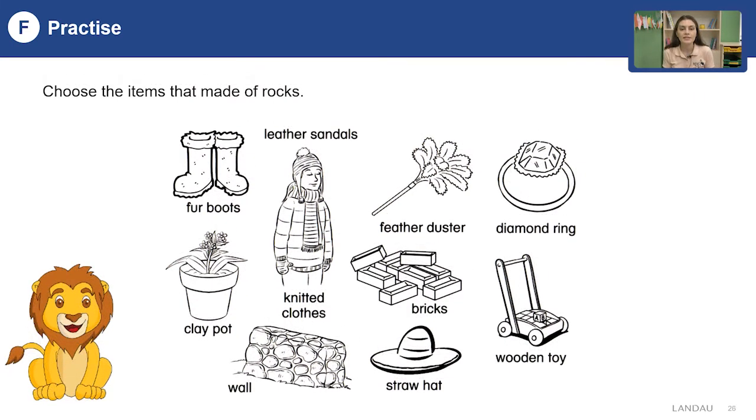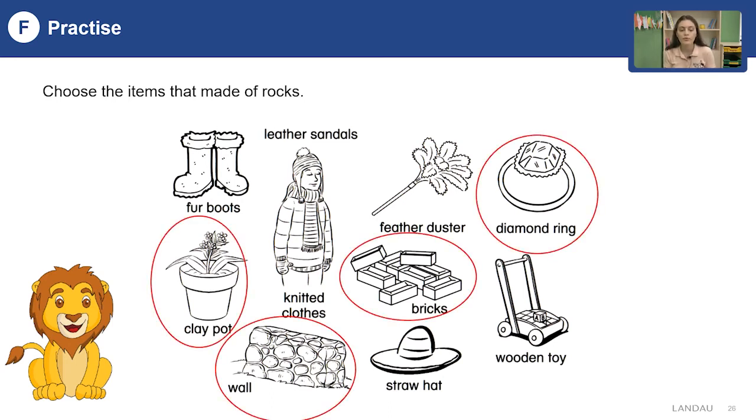Now guys, let's see what we can choose here and which items are made from rocks. Actually, we cannot choose fur boots because they are not made from rocks, as well as we cannot choose leather sandals because they are not made of rocks. What we can choose here is clay pot, of course, wall, and bricks. As well, we can choose here diamond ring. Hope your answers were correct.